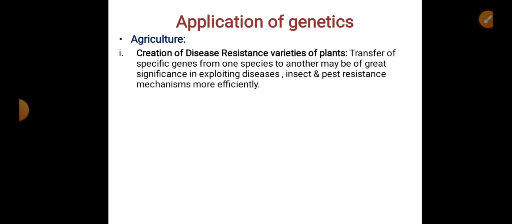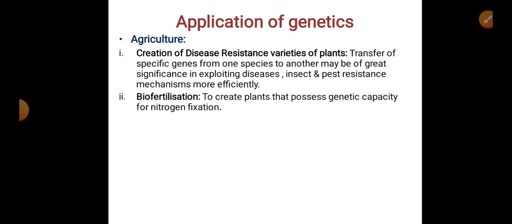Then the applications of genetics. The first application of genetics is in agriculture. Creation of disease resistant varieties of plants, transfer of specific genes from one species to another may be of great significance in exploiting disease, insect and pest resistance mechanisms more efficiently, and that is possible with the application of genetics.